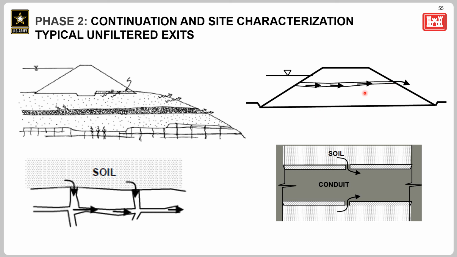a free face. The bottom left is kind of a zoom in of the top left, showing internal erosion into open joints or defects in the foundation. And then finally, the bottom right shows internal erosion occurring into a conduit, or also this could be through a wall or into rock, allowing soil particles to pass.